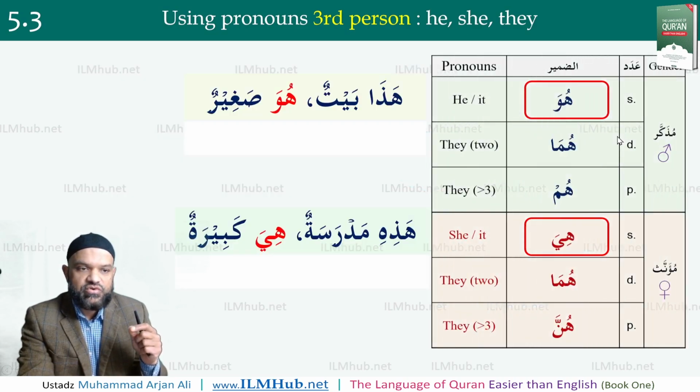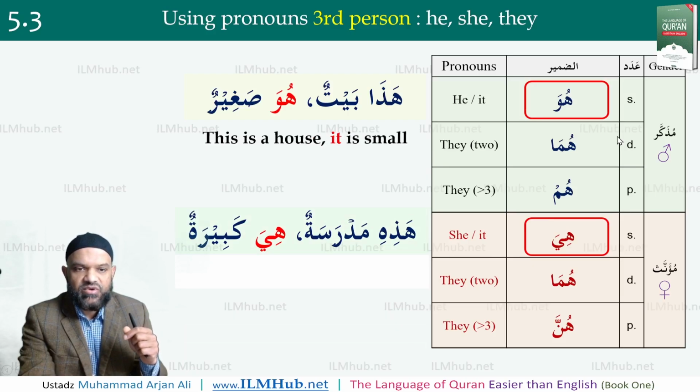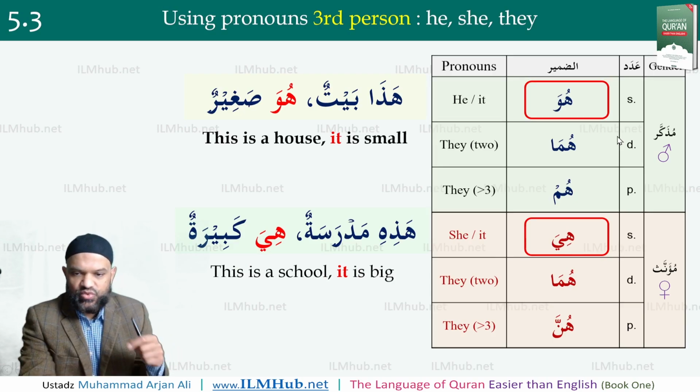Now, the important point to note about huwa and hiya, when it comes to English translation, is that sometimes, instead of saying he or she, we will say it. And there's an example here. For example, I say هذا بيت, this is a house. Huwa صغير, it is small. هذه مدرسة, it is a school. هي كبيرة, it is big. So you can see here very simply in English, we have to use our common sense when translating, whether we translate as he, she, or it.